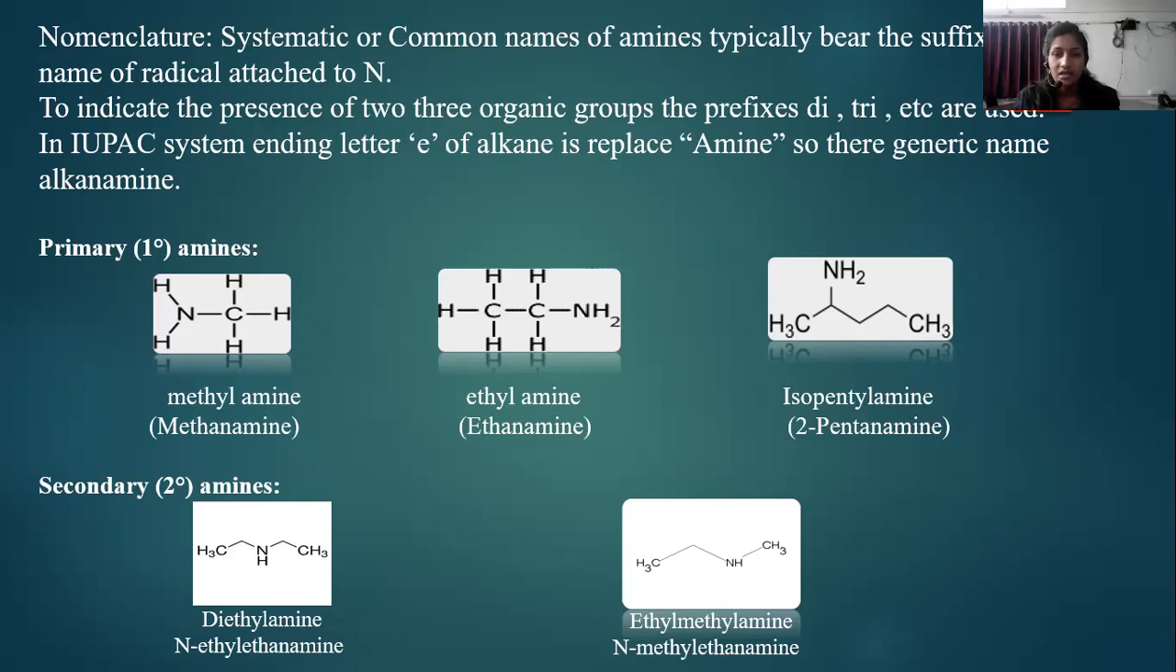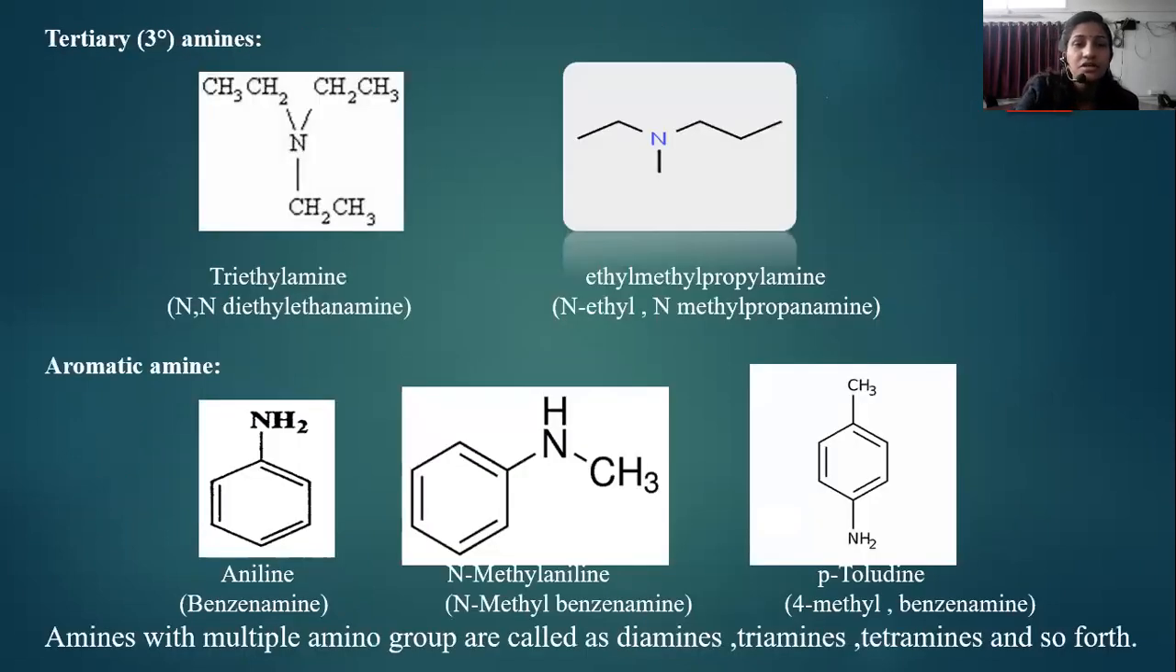Another example, ethyl amine, is the common name, and in the IUPAC system it is ethanamine. Also, the third example is isopentyl amine. The IUPAC system name is 2-pentanamine. Then secondary amines. An example of a secondary amine is diethylamine. In the IUPAC system, it is N-ethylethanamine. Okay, now we move to the tertiary amine.